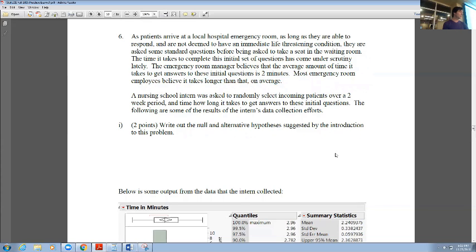What does this sound like to you? We're going to just look at the first question. We're going to test the mean. So here we are with our data. If we collect data from how long it takes for each person in the emergency room to do this initial survey, what kind of data are we collecting? Quantitative data. So we're testing a mean.